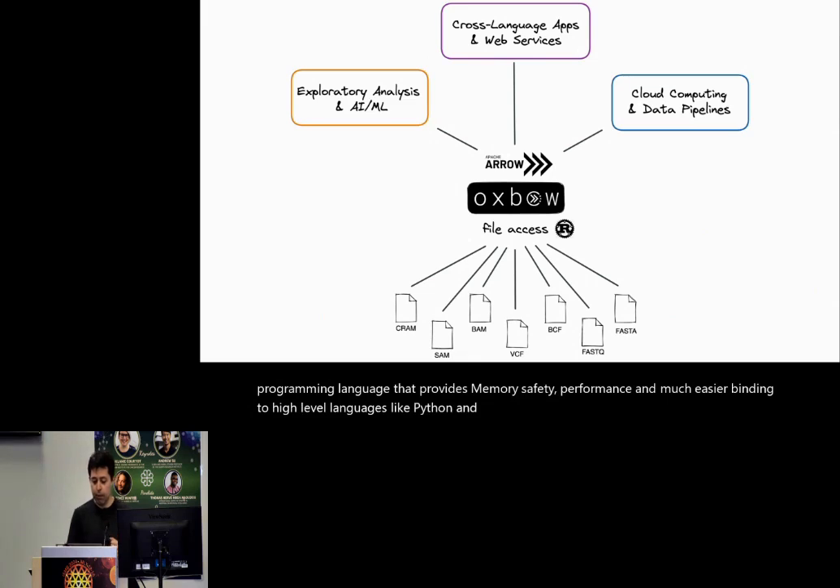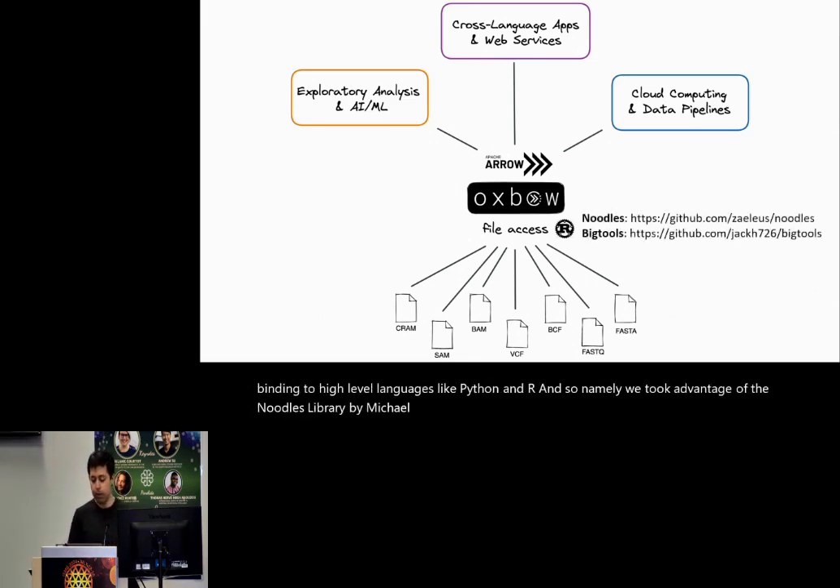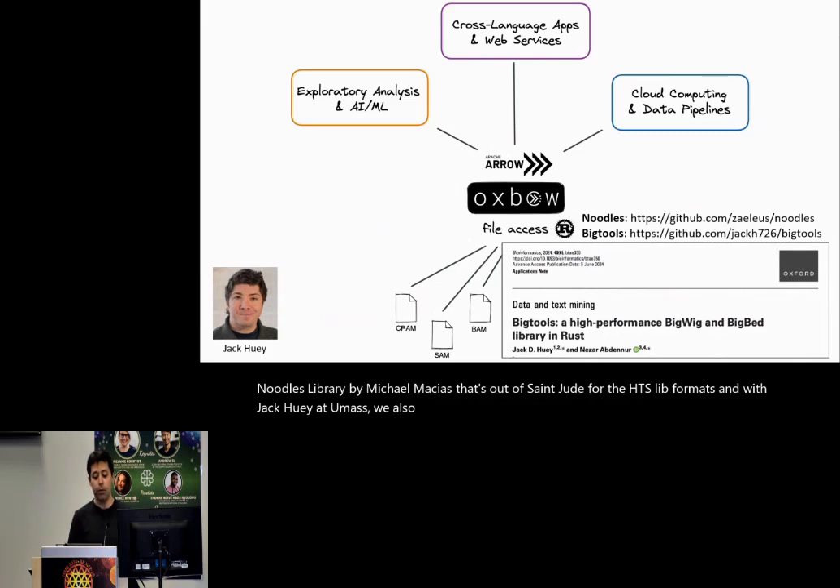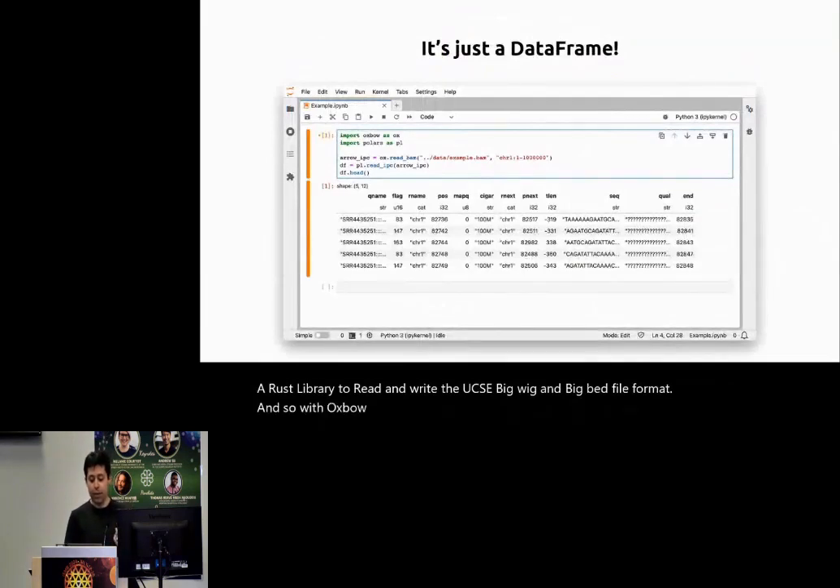And so namely, we took advantage of the Noodles library written by Michael Macias out of St. Jude for the htslib formats. And with Jack Huey at UMass, we also released a Rust library to read and write the UCSC BigWig and BigBed file formats. And so with Oxbow, traditional NGS files can be efficiently queried and materialized simply as data frames. So genomic data can really just be data.